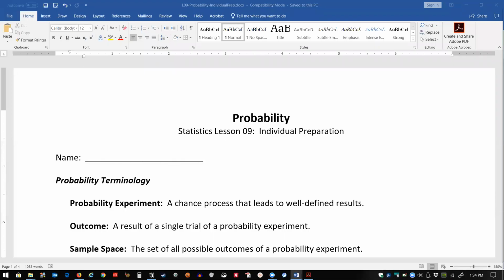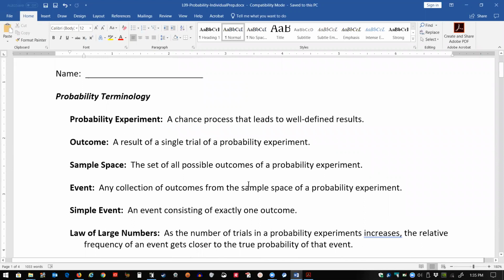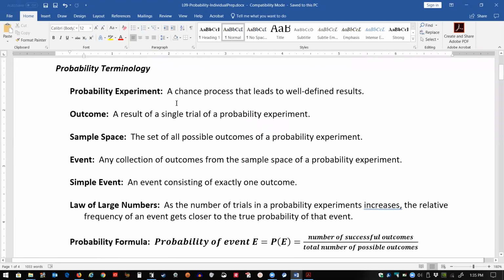We are now ready to start dealing with some probability. So probability is going to tell us the chance of a specific thing, a specific outcome happening. The first thing that we're going to do is review some of the terminology. I've defined these for you in this individual prep assignment. Pay attention to these definitions. To make sure you understand them, I'll give you some examples as we walk through these.